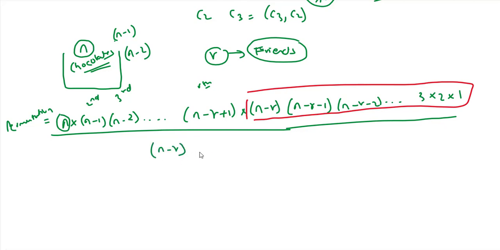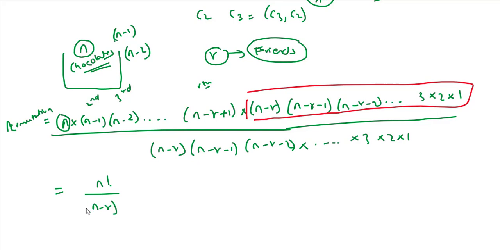So in the denominator, we'll get n minus r into n minus r minus 1 into n minus r minus 2 and so on up till 3 into 2 into 1. So in the numerator, we'll be getting n factorial, and in the denominator, we'll be getting n minus r factorial. So this is your final formula for permutation, and this formula is denoted as nPr, where you have to arrange r items out of n items.